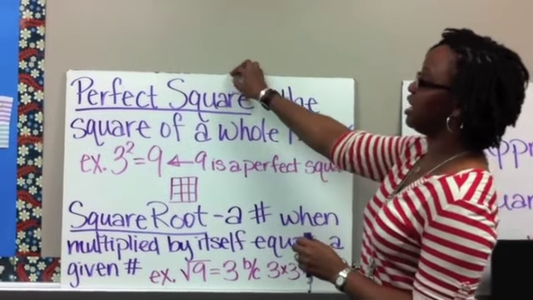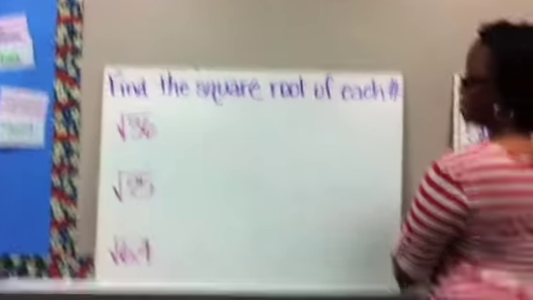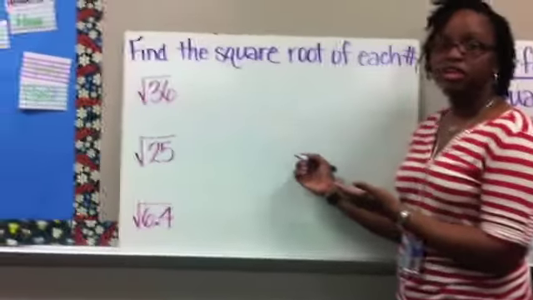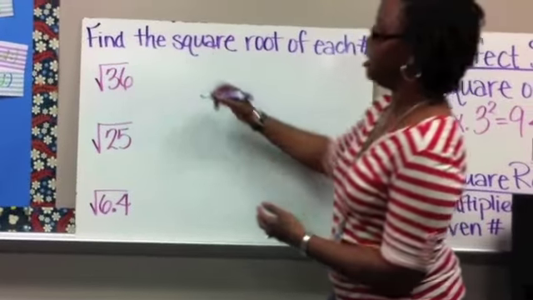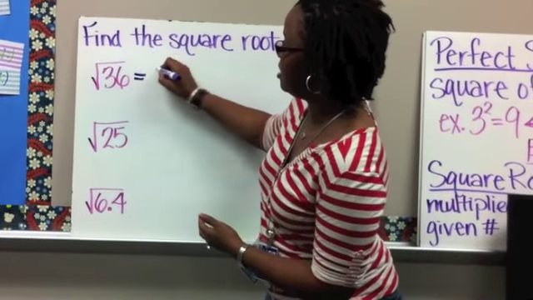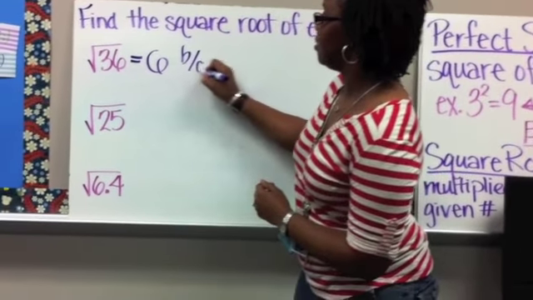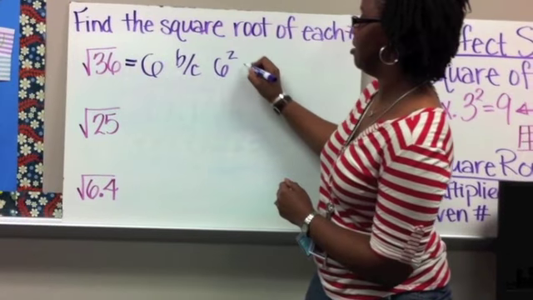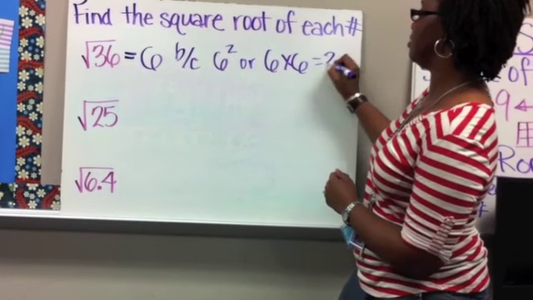Okay? Alright, so let's look at a couple of examples of some perfect squares and their square roots. So, square root of 36. I want to know what number multiplied by itself will give me 36. You've got to know that that is 6. Okay? Why is it 6? Because 6 squared, or 6 times 6, gives you 36.